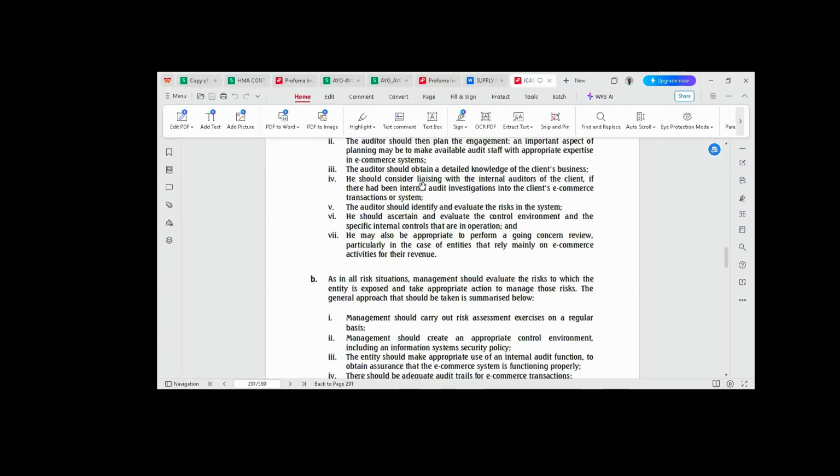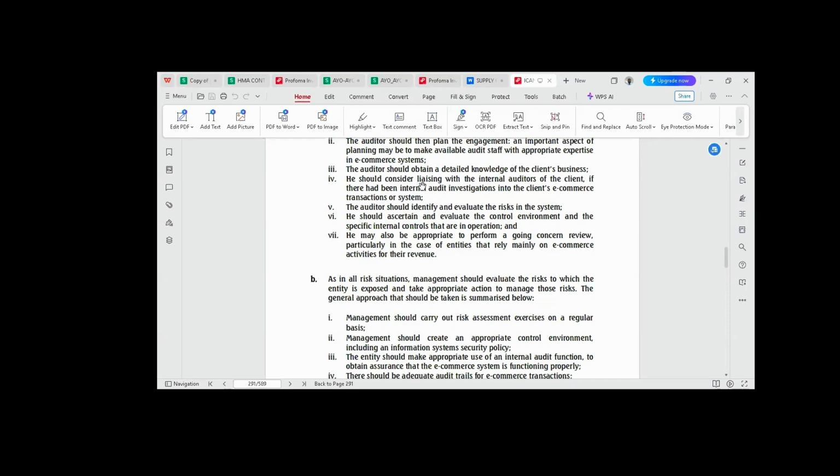The B part, as in all risk situations, management should evaluate the risks to which the entity is exposed and take appropriate action to manage those risks. The other approach that should be taken by management includes carrying out a risk assessment exercise on a regular basis. Management should create an appropriate control environment, including an information system security policy. Appropriate control environment here means that they must have the right policies and procedures in place, and they must also have a good accounting system in place to record all transactions and post them appropriately.